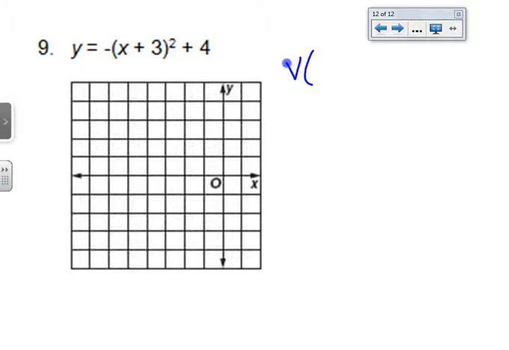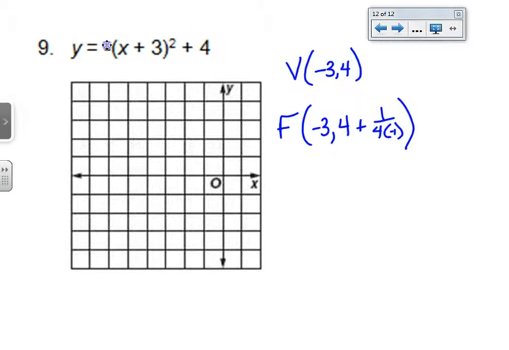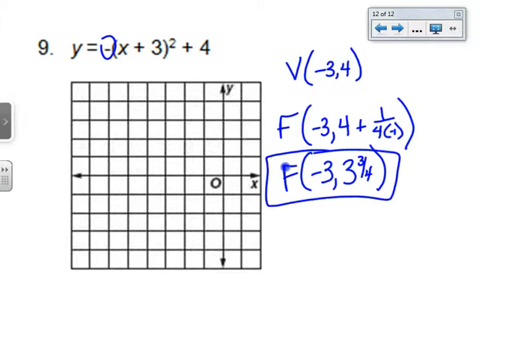And then this last question, the vertex is at negative 3, 4. The focus is the same h, which is negative 3. And then you take your k value and you add 1 over 4 times the a value. Now this time the a value is a negative 1. So my focus, when I simplify this, this is 4 plus a negative 1/4. So 4 minus 1/4 is 3 3/4. So there's my focus point.